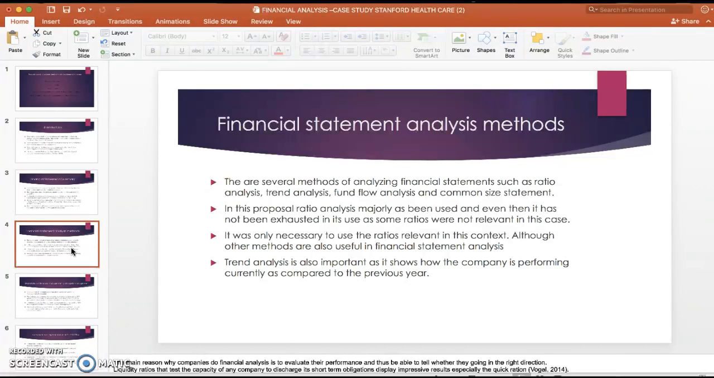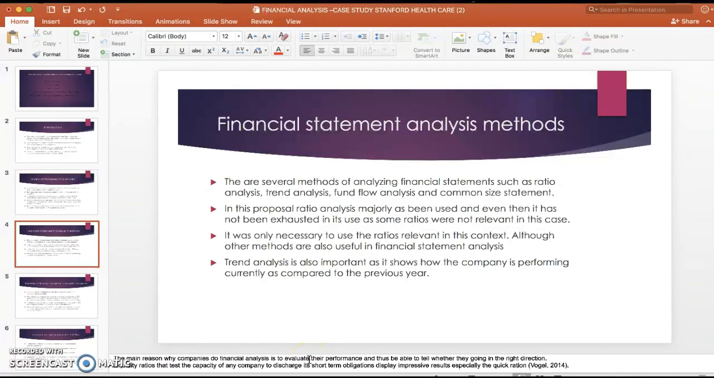Trend analysis is also important as it shows how the company is performing currently as compared to its previous year. The main reason why companies do financial analysis is to evaluate their performances and thus be able to tell whether they're going in the right direction. Liquidity ratios that test the capacity of any company to discharge its short-term obligations display impressive results, especially in quick ratio.